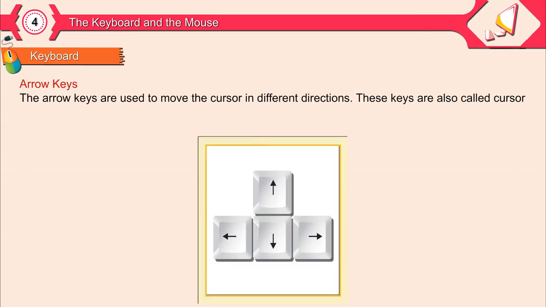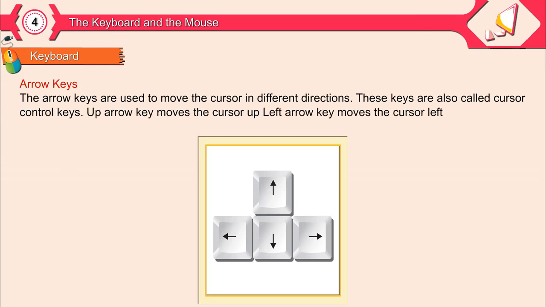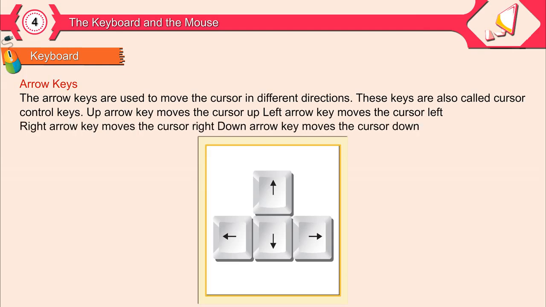Arrow keys. The arrow keys are used to move the cursor in different directions. These keys are also called cursor control keys. Up arrow key moves the cursor up. Left arrow key moves the cursor left. Right arrow key moves the cursor right. Down arrow key moves the cursor down.